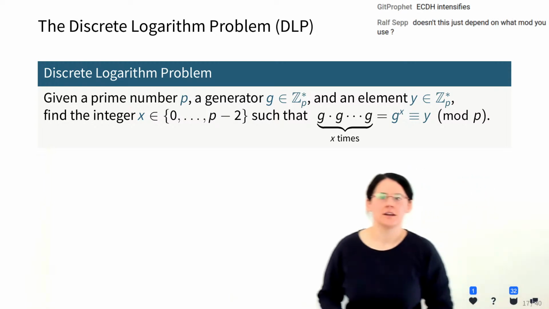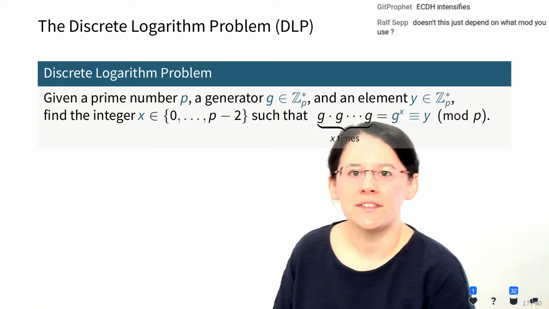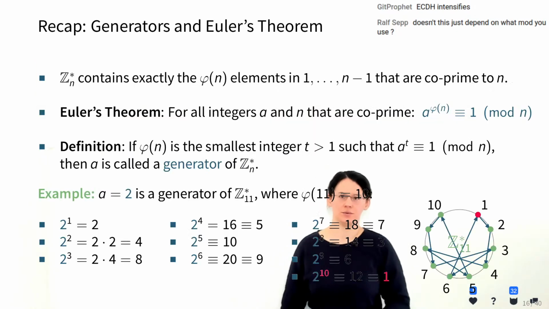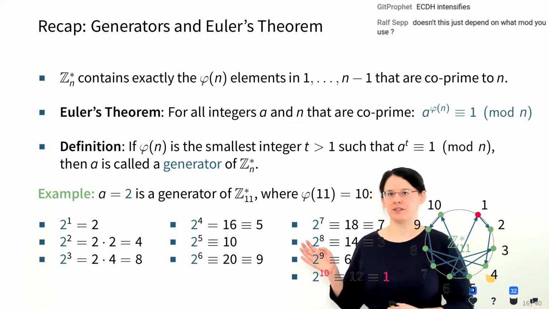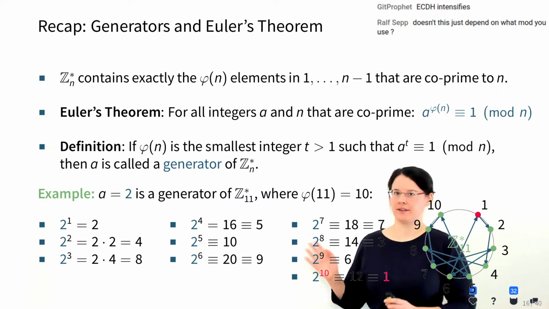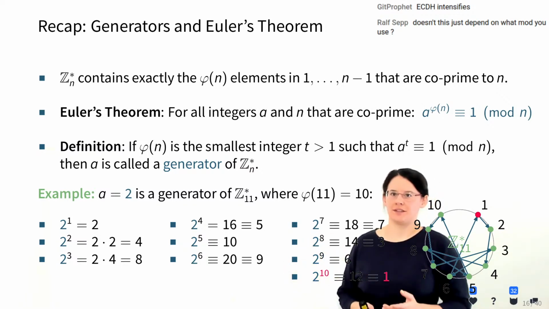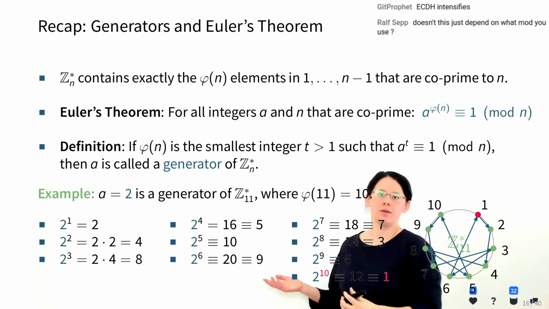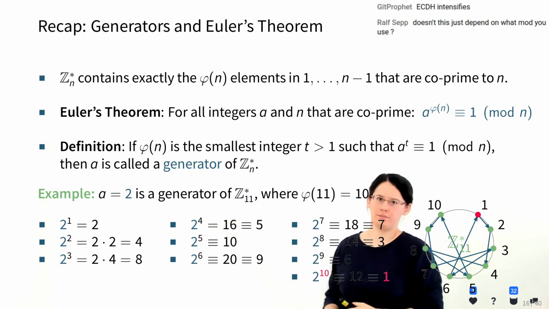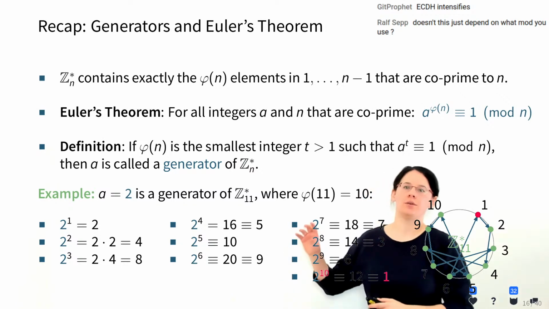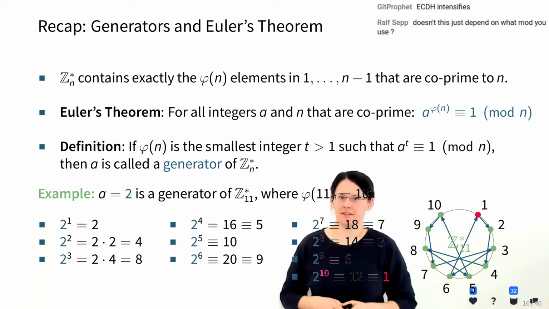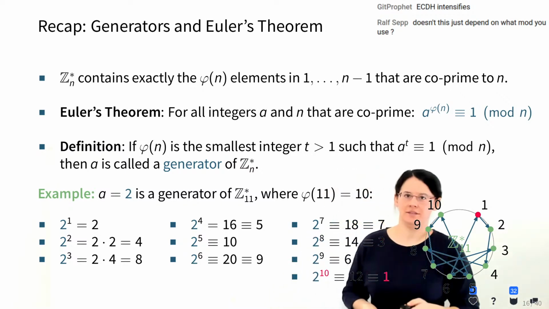I see there is some question. Let's have a look. Doesn't this just depend on what mod you use? Yes, it absolutely depends on which modulus you use. So it's not a true statement to say 2 is a generator, period. However, it is a true statement to say that 2 is a generator of Z11 star. So it depends on the modulus. For example, if you take the modulus 10, then 2 would not be a generator. So you always have to say what it generates. And in this case, what it generates is Z11 star.